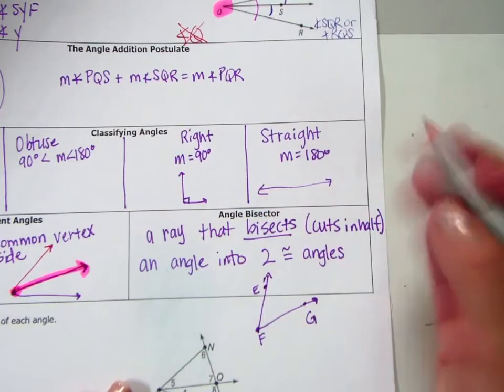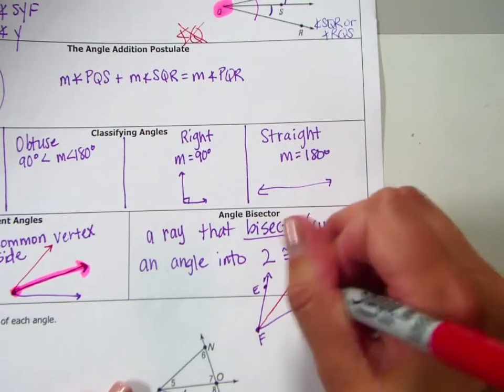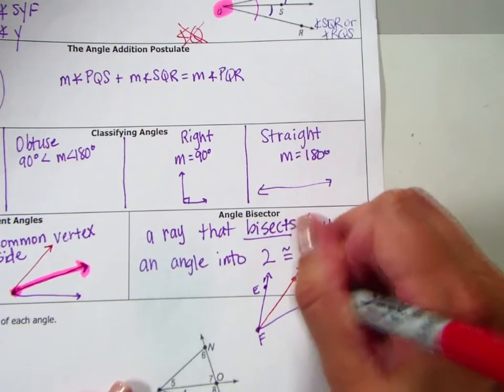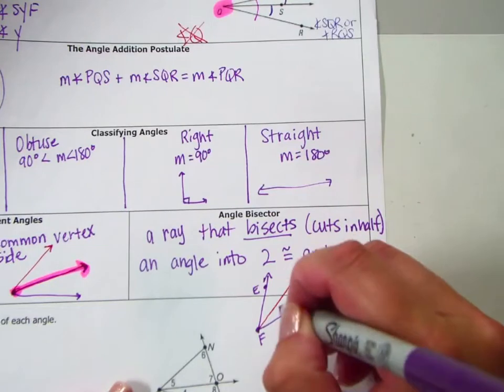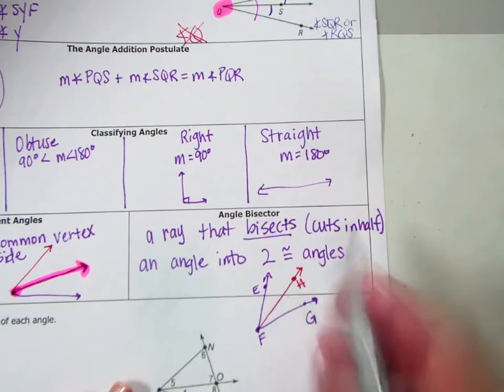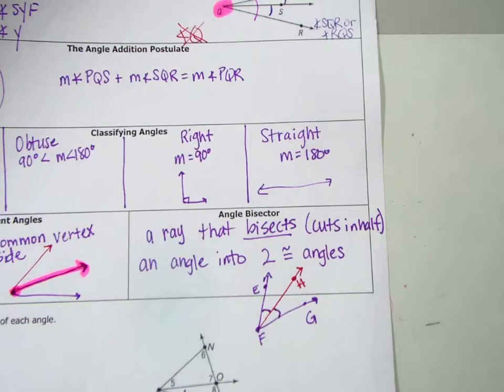If I have a ray, let's say ray FH, and if that ray cuts my original angle EFG into two congruent angles, then that is an angle bisector.